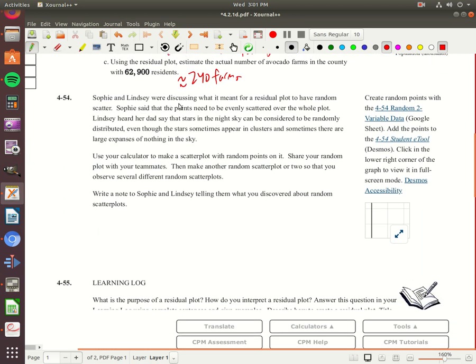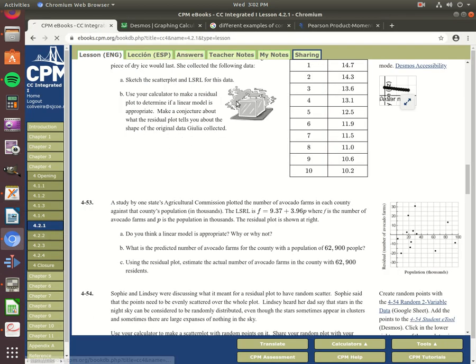All right, so it says Sophie and Lindsay were discussing what it meant for a residual plot to have random scatter. Sophie said that the points need to be evenly scattered over the whole plot. Lindsay heard her dad say the stars in the sky can be considered to be randomly distributed, even though the stars sometimes appear in clusters and sometimes there are large expanses of nothing in the sky. Use your calculator to make a scatter plot with random points on it. I'm not going to do that, but essentially we're supposed to be making random scatter plots, and I'm just going to kind of read what the book says the answer would look like.